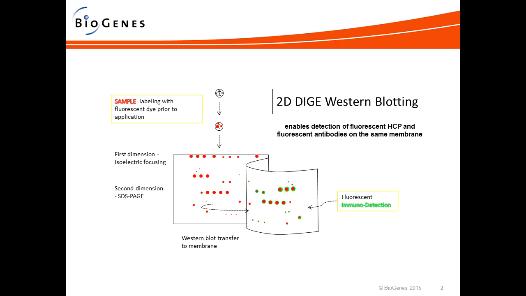The first slide explains the main procedure of 2D DIGE Western blotting. Practical differences to the colorimetric procedure are the DIGE labeling of the sample prior to application and the use of fluorescent labeled antibodies. All other steps, such as sample preparation, isoelectric focusing, SDS-PAGE, and Western blot transfer, are equal to the standard colorimetric procedure.